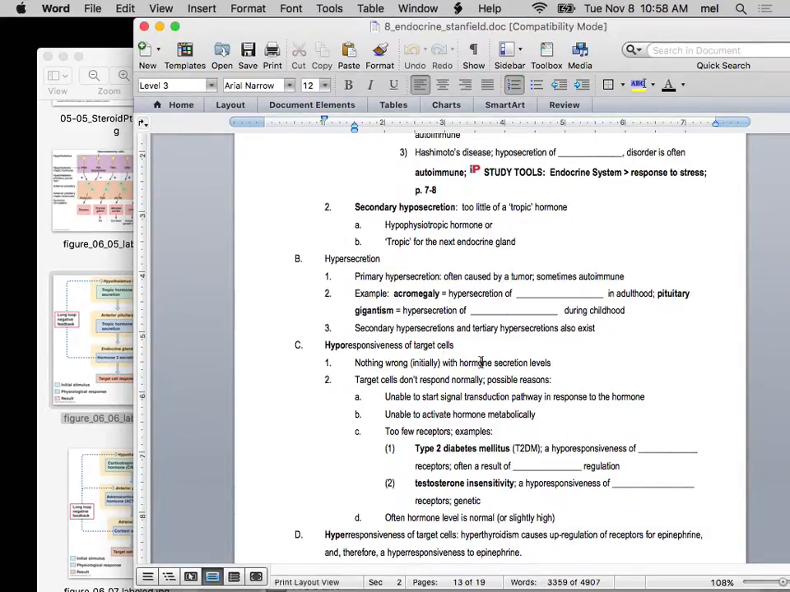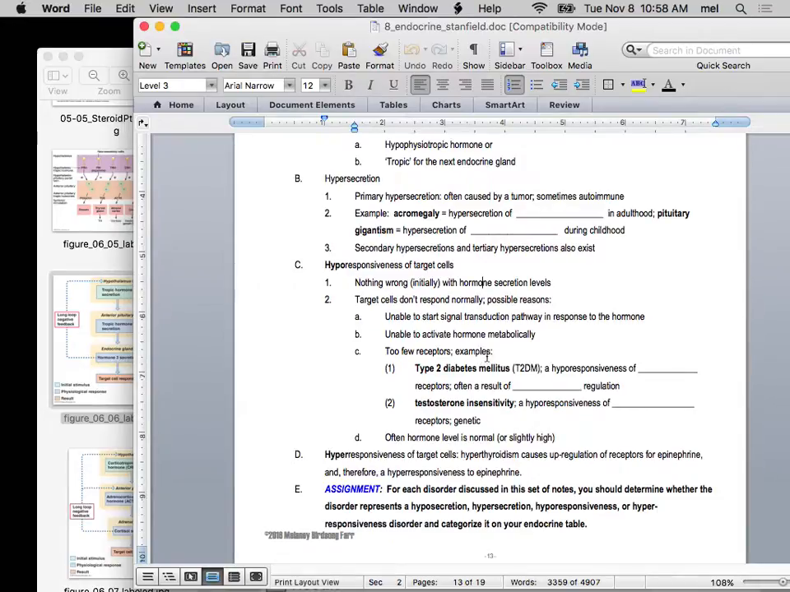Okay, so that's hypersecretion. Secondary and tertiary hypersecretions also exist, and it just changes the way that you treat them, or the surgery that you do, or whatever. Similar symptoms. Okay, so now let's look at responsiveness disorders. Responsiveness disorders are, to simplify, that there's nothing wrong with the hormone level that's causing the problem, although we can see with type 2 diabetes it actually starts out as a hormone level problem. But the target cells are not responding normally to normal levels of hormone, okay?